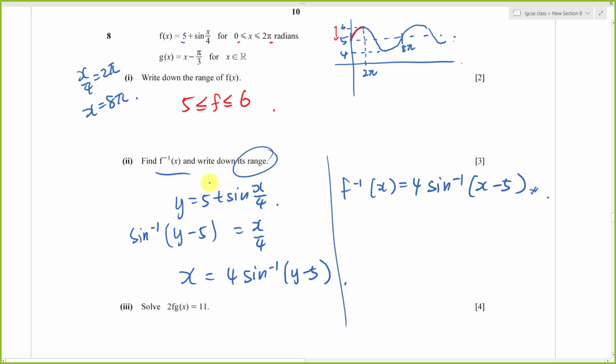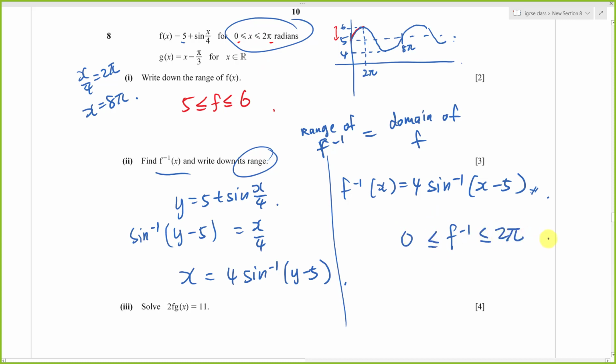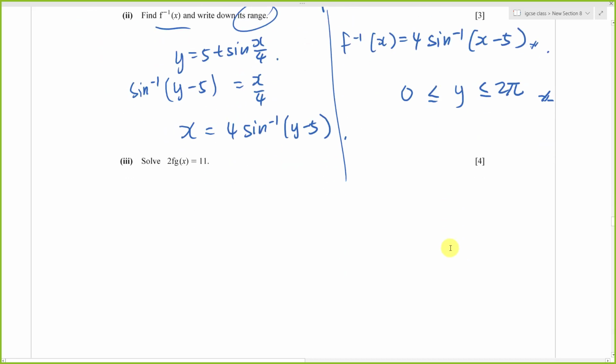And they ask about the range, because we know the range of the inverse will be the same as the domain of f. So the domain of f is here, right? So you copy the whole thing, but change the x into f inverse, between 0 to 2 pi. Because they will always be the same, you can just copy. If you don't like to write f inverse, you can just write y for it. This question is a bit weird, but this is how you do it.